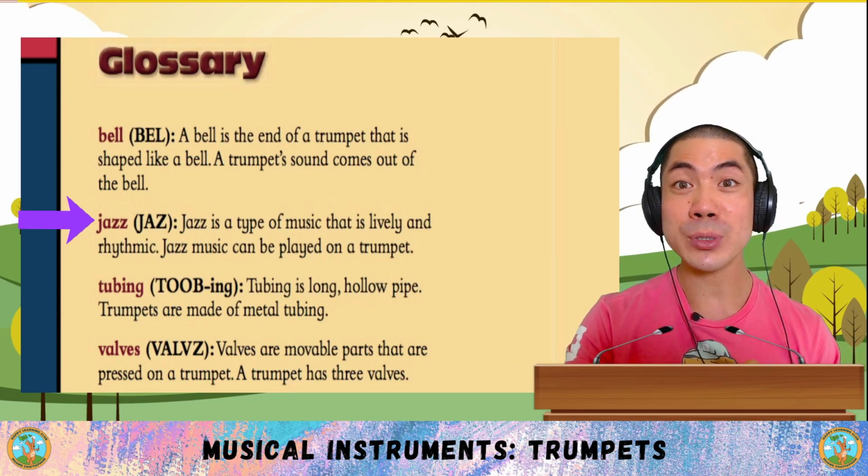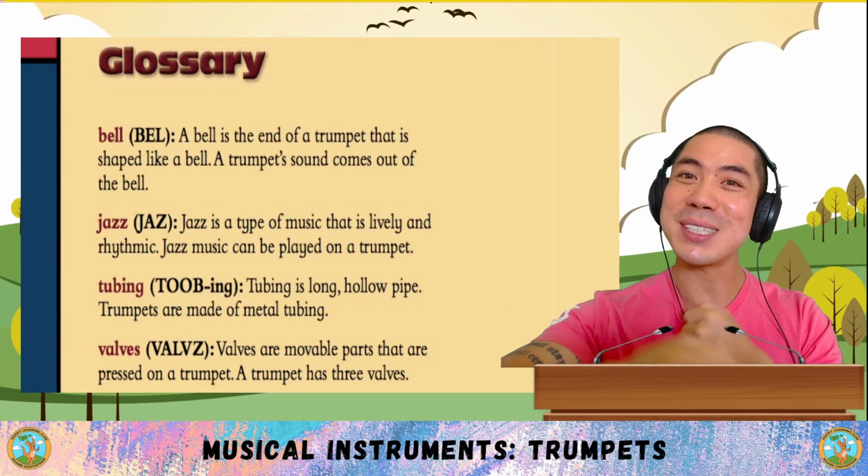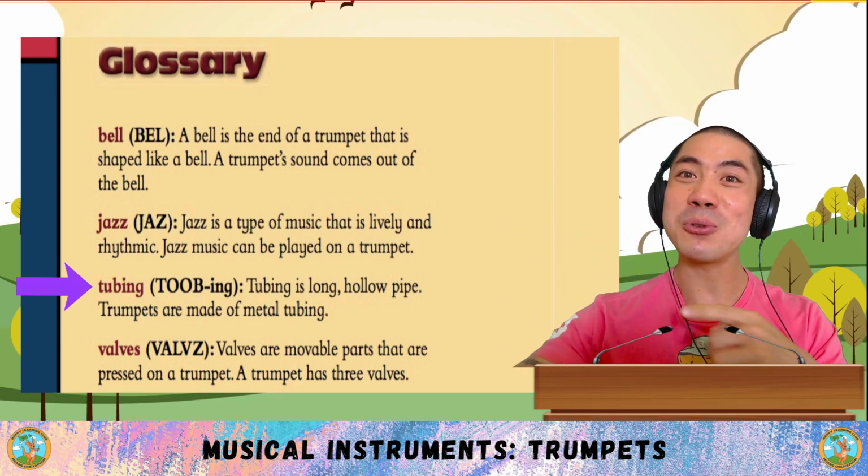Jazz is a type of music that is lively and rhythmic. Jazz music can be played on a trumpet. Tubing is long hollow pipe. Trumpets are made of metal tubing.